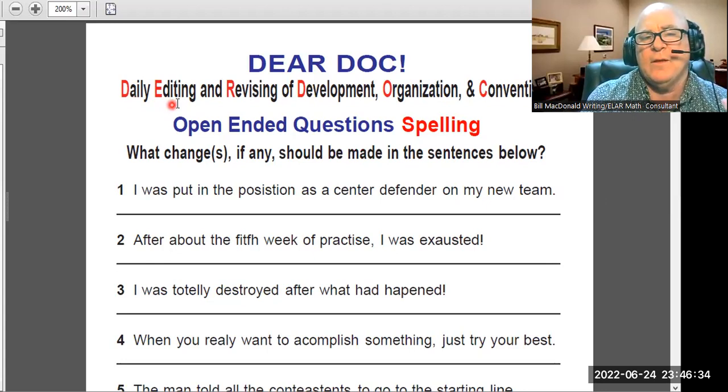Editing and revising. And because of reading, it's going to be reading as well of development, organization, and conventions. Because of the new test, we'll be adding in extended essay, constructed responses. All those things are going to be part of Dear Doc. So this is page 90.